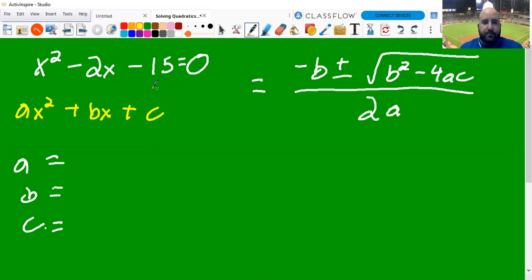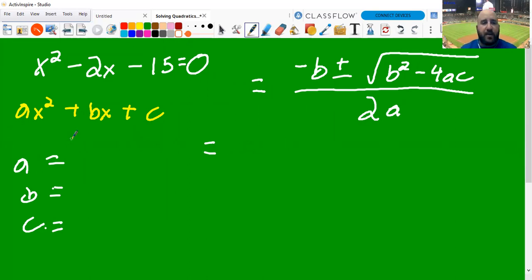So, first problem. Here's your problem: x squared minus 2x minus 15 equals 0. I already have the standard form of a quadratic written here, and I already have the formula written. If you want, keep these over on the side of your paper, so you can write down A, B, and C and then immediately jump into the step where I'm filling them in, which you'll see in a sec.